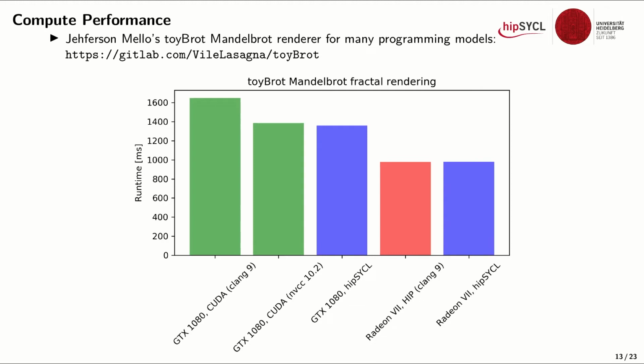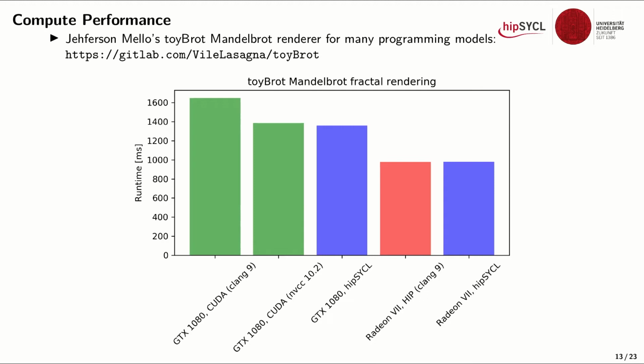And here I've made a run using GTX 1080, using CUDA compiled with Clang 9, CUDA with NVCC, and hipSYCL, as well as Radeon 7 with pure hip compiled with Clang 9, and Radeon 7 with the benchmark compiled with hipSYCL. And you can see on the Radeon 7 you get pretty much exactly the same performance, no matter if we use raw hip or hipSYCL.